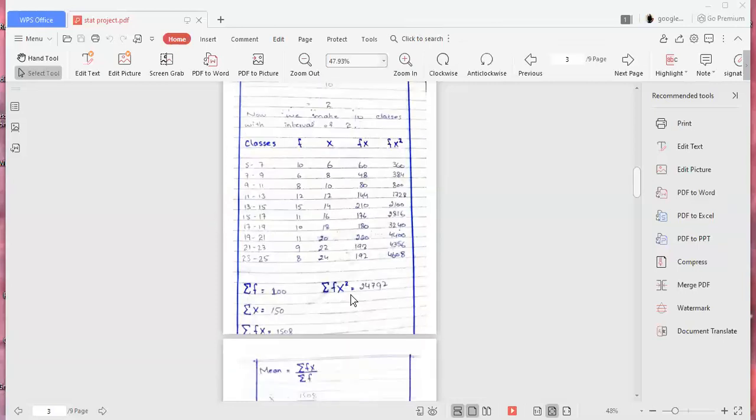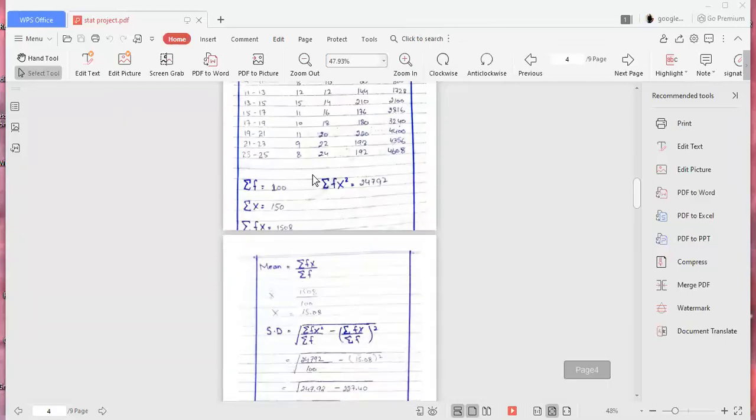Now I have to sum these values. First of all, the summation of f is equal to 100. Then the summation of x is equal to 150. We add all these values of x, and that gives us 150. Then when we add up f of x, that gives us 1508. And when I add f of x square, that will be 24,792.